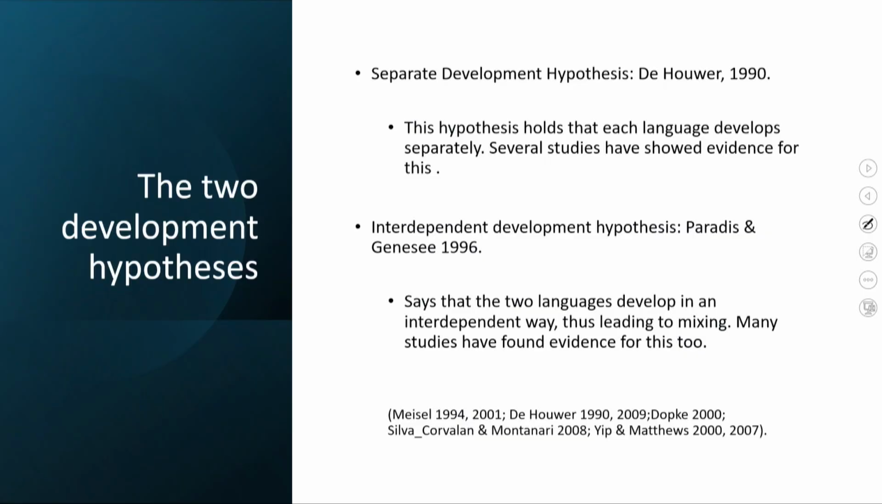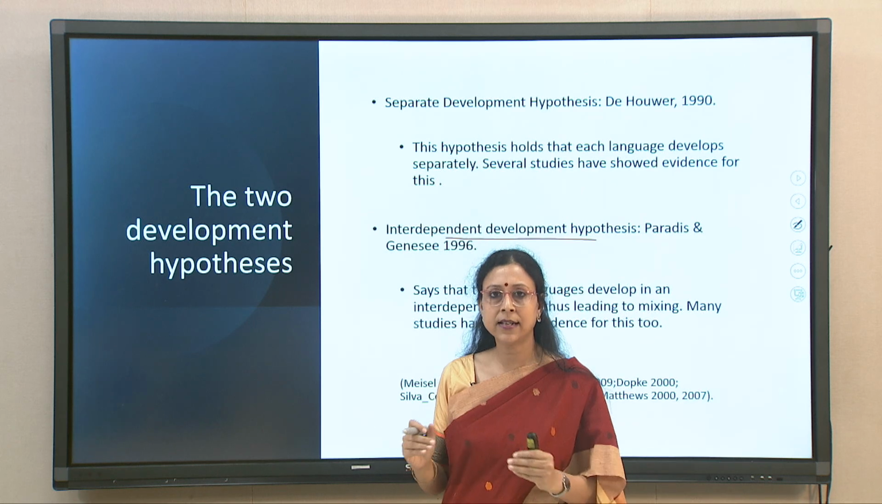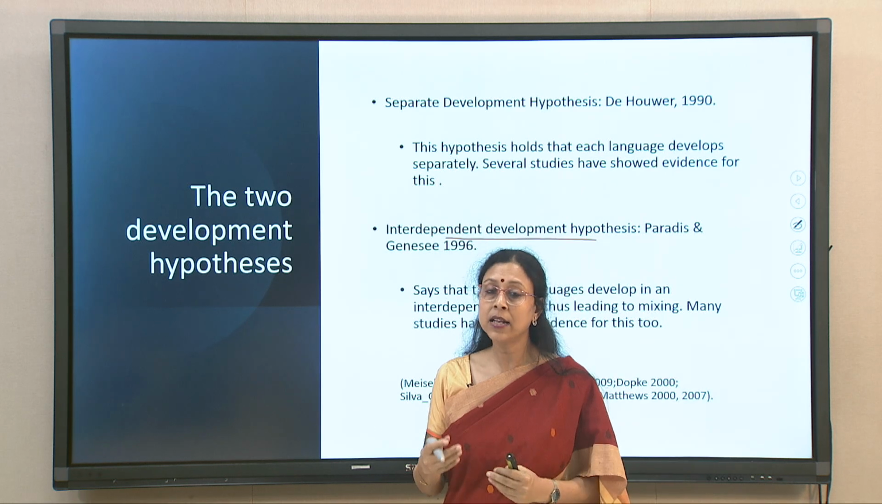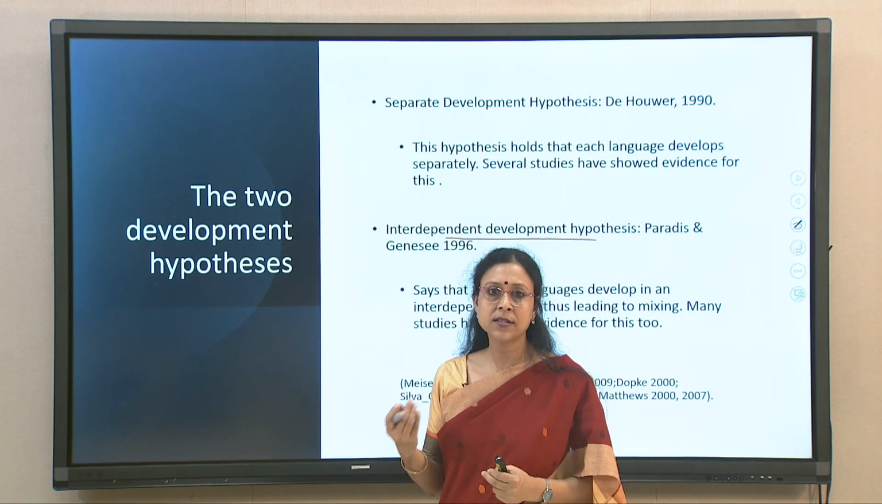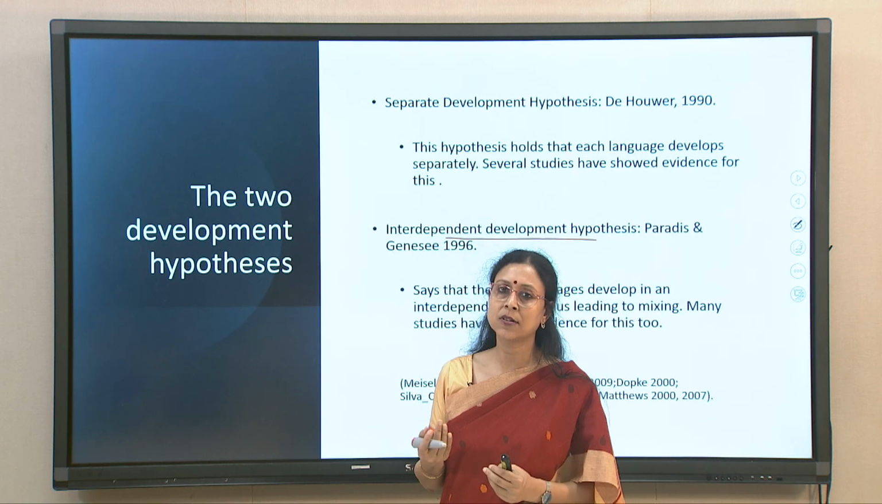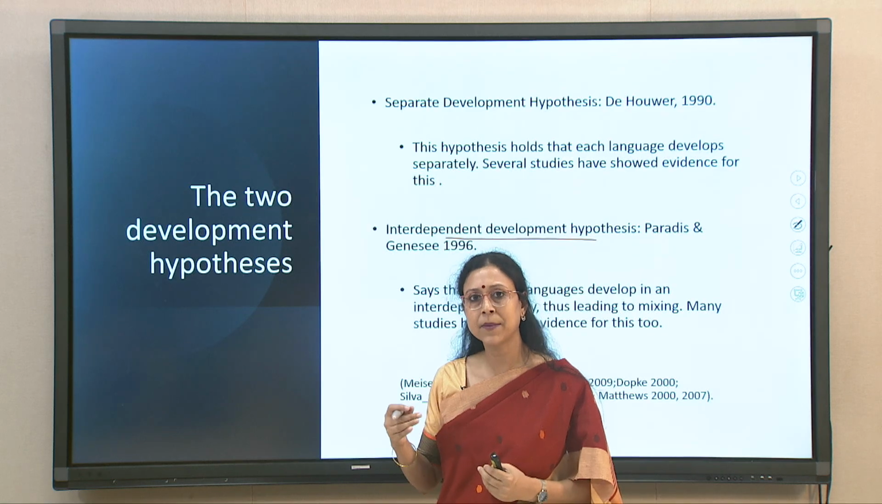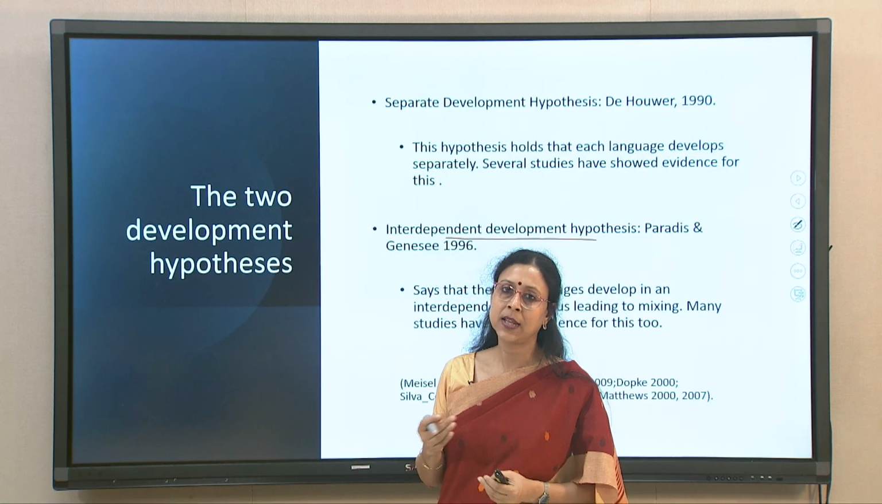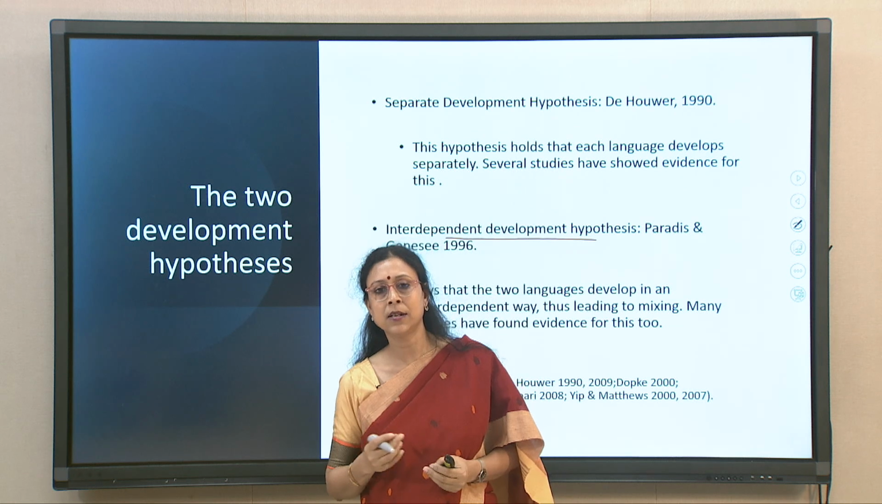There are two theories: the separate development hypothesis and the interdependent development hypothesis. The separate development hypothesis, as the name suggests, says that each language develops separately. As we have already seen with so many examples, even when there are contrasting grammatical and syntactic structures, the children are able to keep them separate. This is what the hypothesis talks about: that two languages develop separately. There is no reason for them to be interdependent.